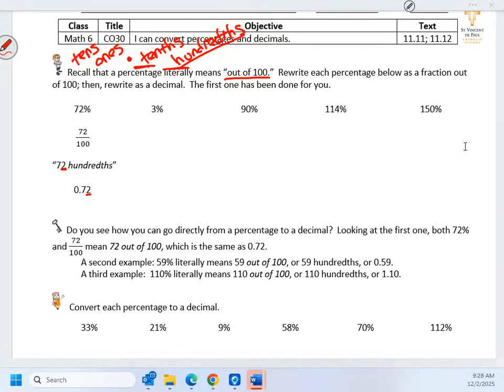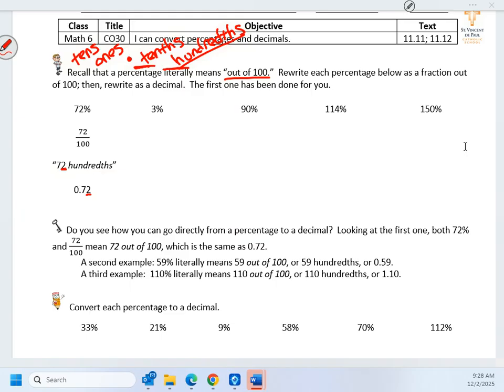So 72 over 100, we call it 72 hundredths. That decimal, we don't just say 0.72. The official mathy name for it is 72 hundredths because it goes to the hundredth place.